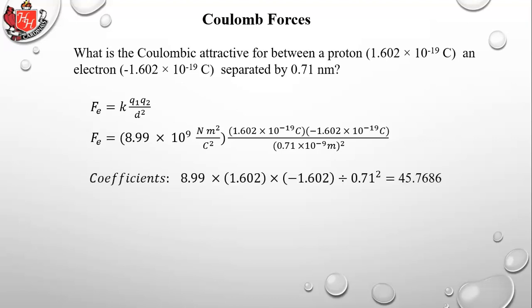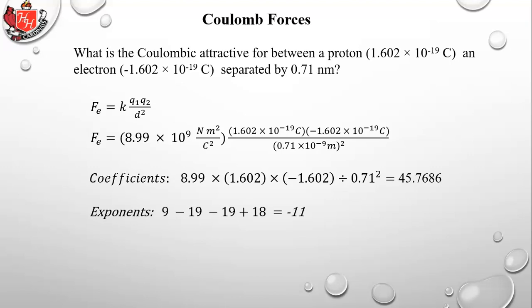So what you do is first multiply all the coefficients on top and divide by the one on the bottom. So it's 8.99 times 1.602 times negative 1.602 divided by the 0.71 on the bottom, and you have to square that 0.71 on the bottom. And when you do all of that, you get the number you see there, 45.7686.